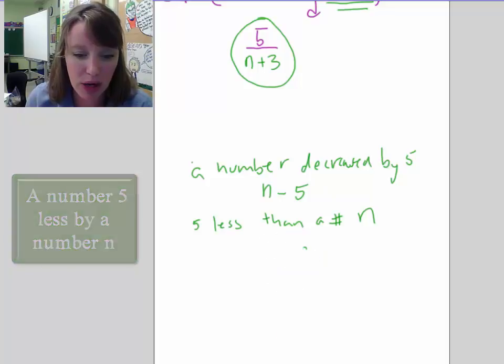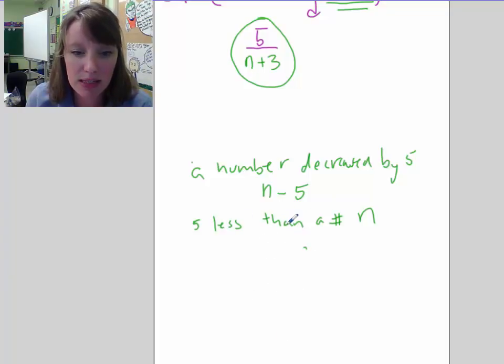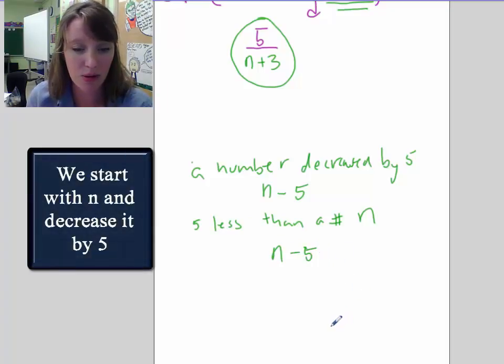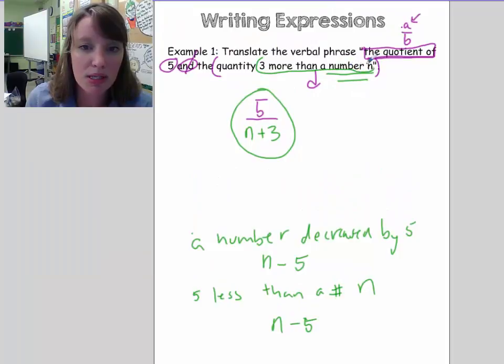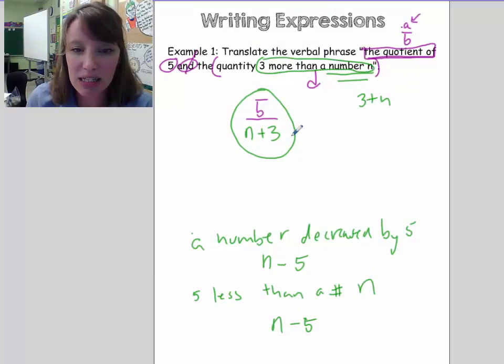All right, let's write it the correct way. It should be 5 less than, well, less than what? Well, it's less than the number n. So we start with n and we decrease it by 5. Okay, so it didn't matter so much that this phrase right here was addition, because it would have been the same if it were 3 plus n. But technically, this expression is the way you should write it, because 3 more than a number n means you start with n and then you add 3 to it.